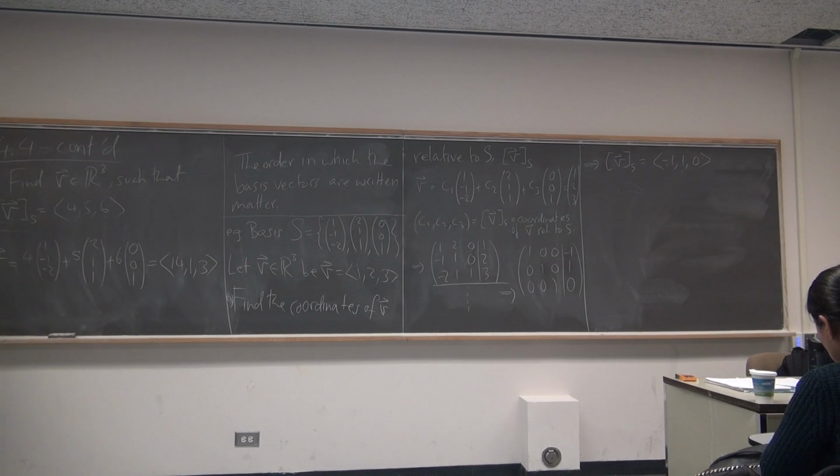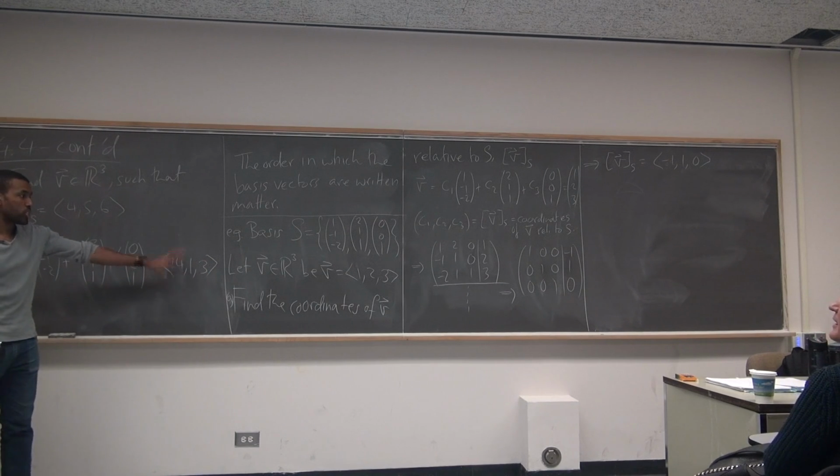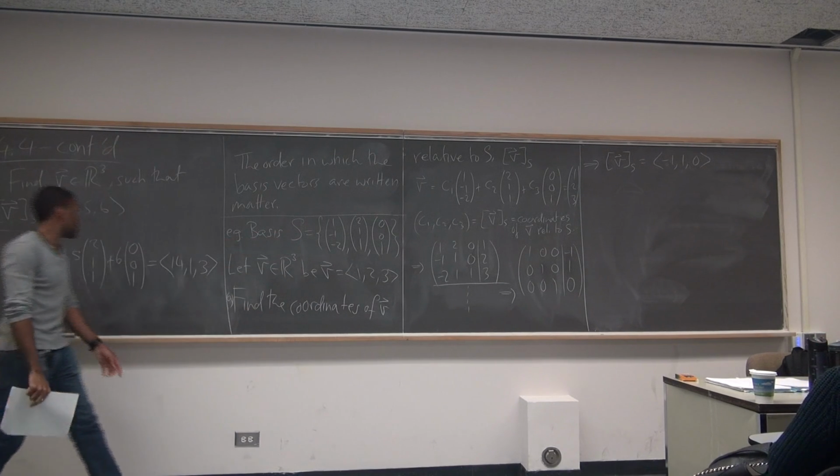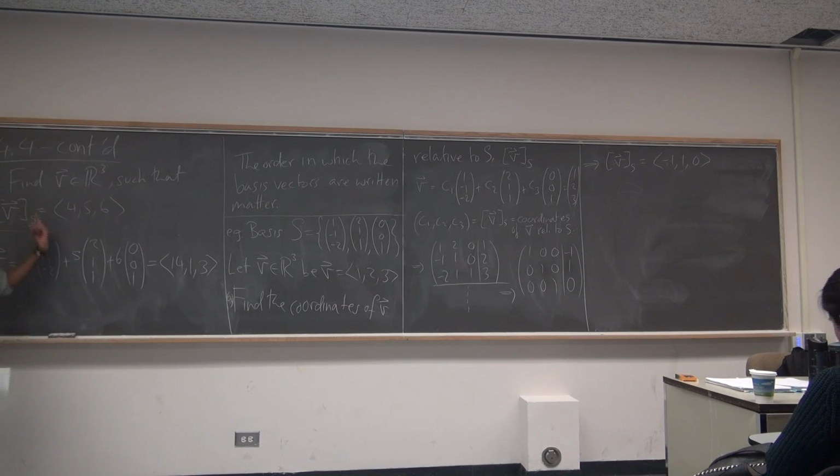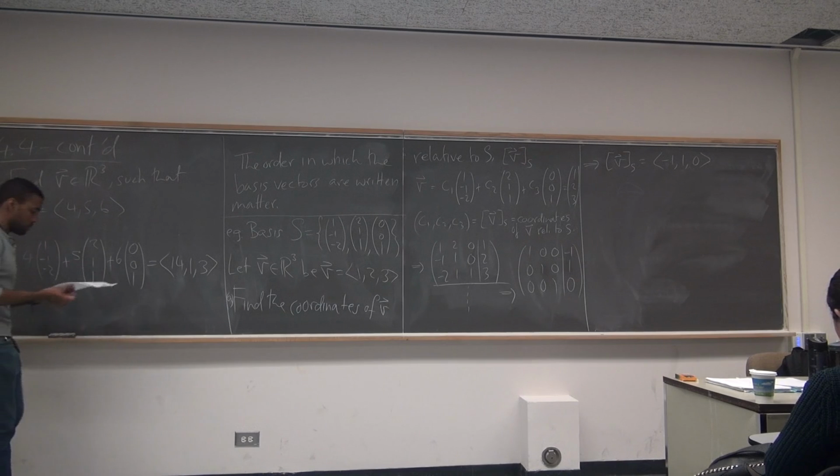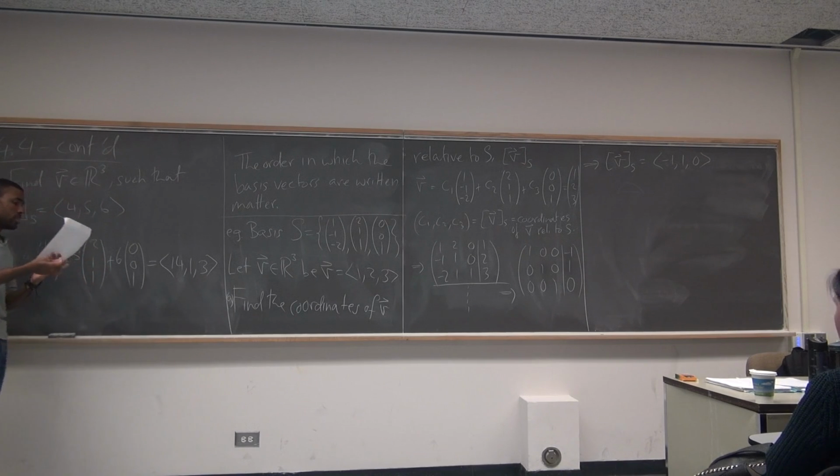Alright, that's it. So if this guy was the guy in R3 and you change your coordinate system to this guy, that would be the vector you get. And you can go back by just undoing the solution. So that wasn't so bad.